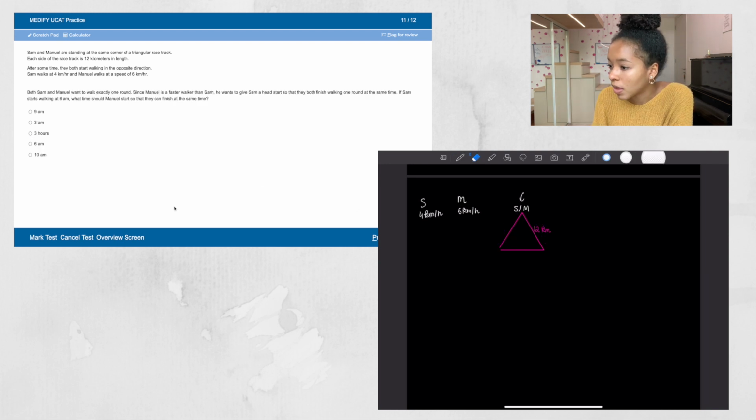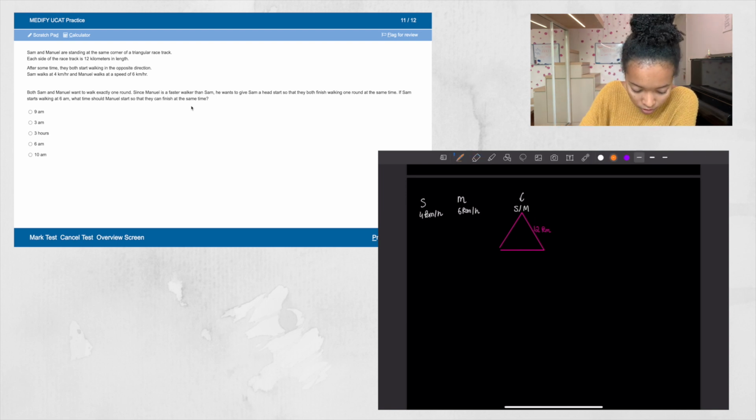Next, both Sam and Manuel want to walk exactly 1 round. Since Manuel is a faster walker than Sam, he wants to give Sam a head start so that they both finish walking 1 round at the same time. If Sam starts walking at 6 a.m., what time should Manuel start so they could finish at the same time?